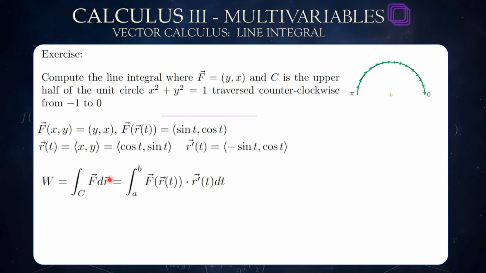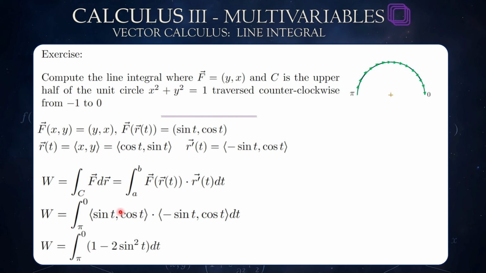W equal integral over the curve C F dr equal integral from A to B F(r(t)) dot r'(t) dt equal integral from pi to 0 of (sine t, cosine t) dot (minus sine t, cosine t) dt, which is equal to minus sine square t plus cosine square t equal 1 minus 2 sine square t dt.